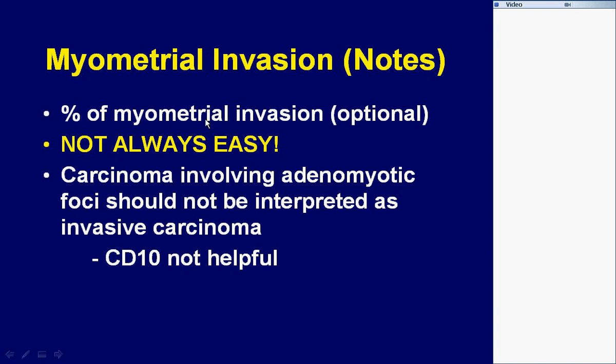I should also mention, for example, in our institution, the gynecologists love to have the percentage of myometrial invasion. It's not a requirement, and that's why I put this as an optional criteria. And then there is this, I would think it's a nuisance. This is carcinoma involving adenomyosis. According to the CAP protocol, and I will show you some example, this should not be interpreted as invasive adenocarcinoma. Special stains, according to CAP and my personal experience, are frankly not very helpful. There are some papers which say that it can be helpful, specifically CD10, but this is not my experience.